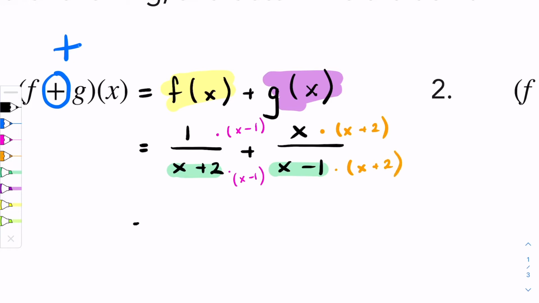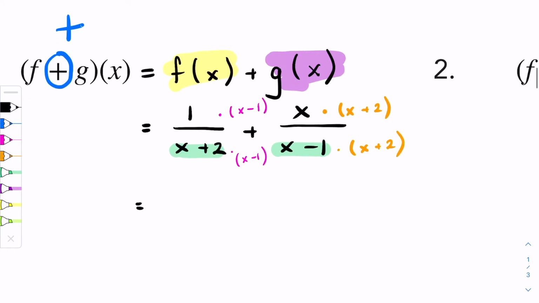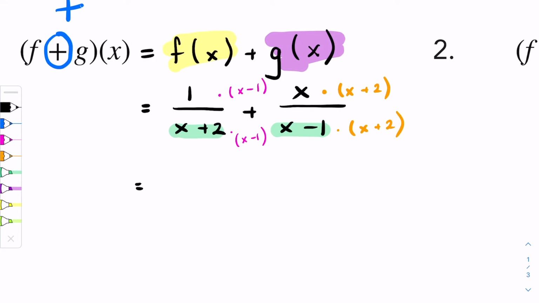When I simplify my first function, we have 1 times x minus 1. 1 times x minus 1 is just x minus 1 over our denominator of x plus 2 times x minus 1. Those are both expressions. I'm going to leave those as expressions. So I'm going to write this as x plus 2 times x minus 1. In other words, I'm leaving them in factored form.